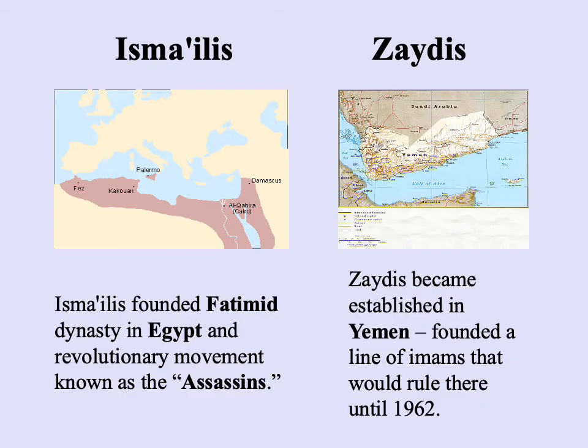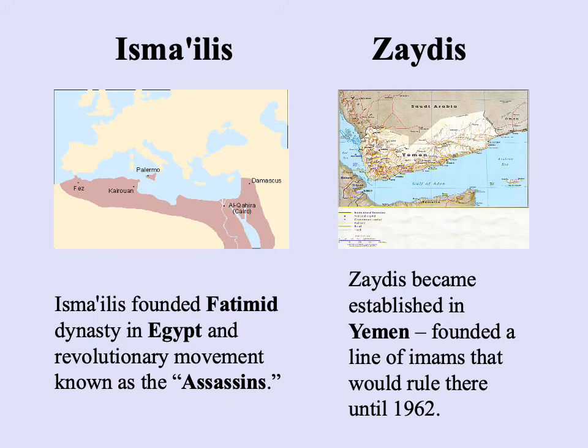Historically, Ismailis are in some ways going to play a much more prominent role. They would found a number of dynasties. Probably the most important would be the Fatimid dynasty in Egypt, taking its name from the daughter of Muhammad, and again the idea that the line of Imams were descended from Muhammad through the line of Ali and his wife Fatima.